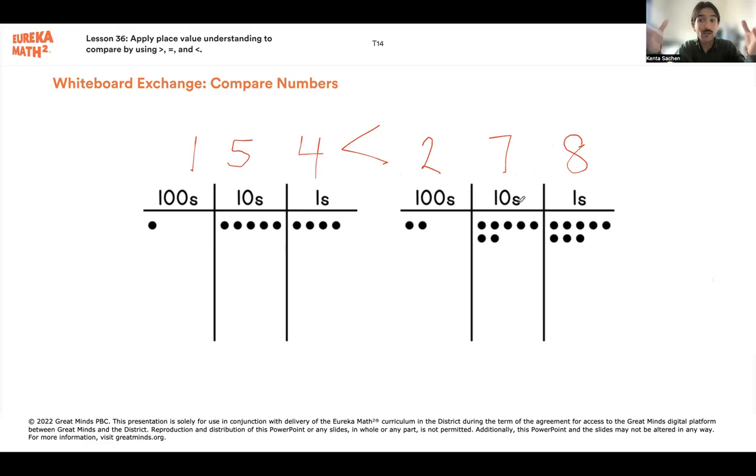Now, I think a lot of us already know that 154 is smaller than 278, right? But remember, when we're actually comparing these numbers and thinking about them as mathematicians, we want to compare one place value group at a time, and we always start from the left. So I'm just going to look at my hundreds. Which number has more hundreds? Yeah, this number has more hundreds, right? So 278 is bigger.